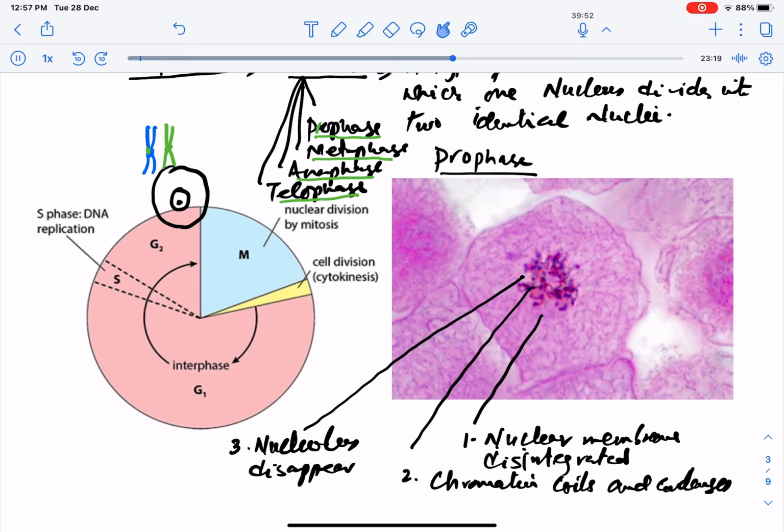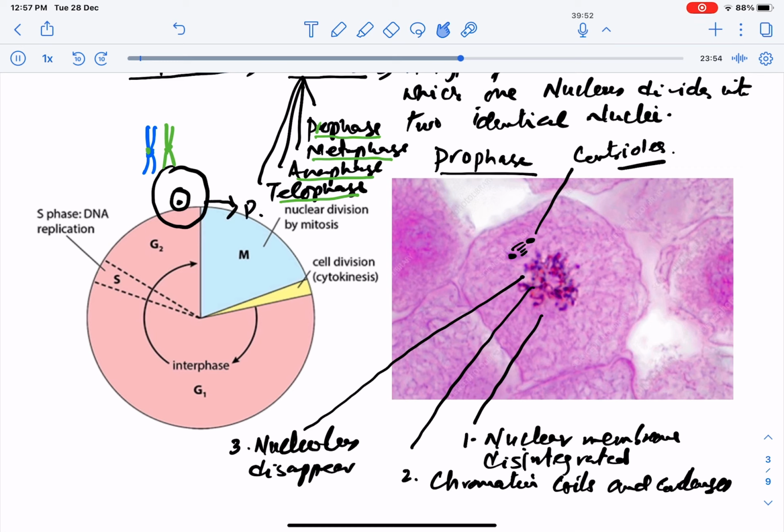Though the centrioles are not very clearly visible in this cell, however, the centrioles that have already been duplicated during G2 phase begin to move towards the respective poles, and the spindle formation begins in between them. So these are centrioles. So this cell undergoes the first phase, which is prophase.